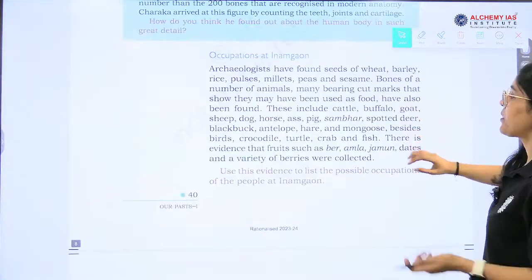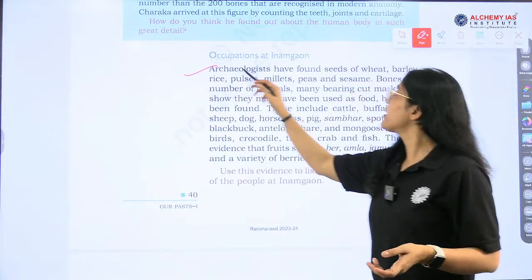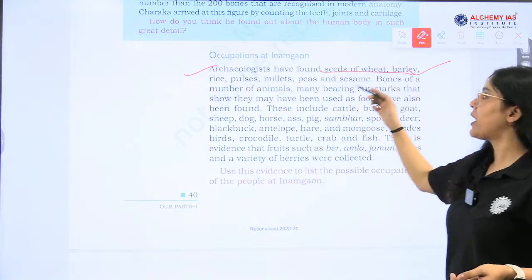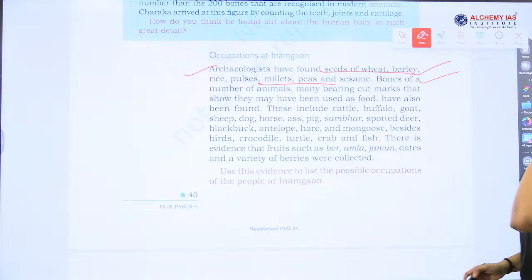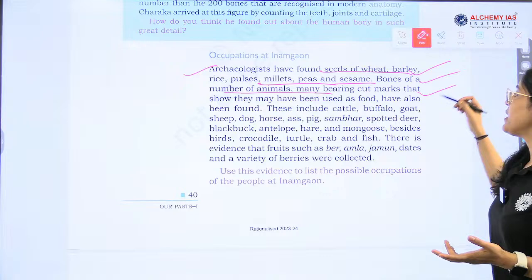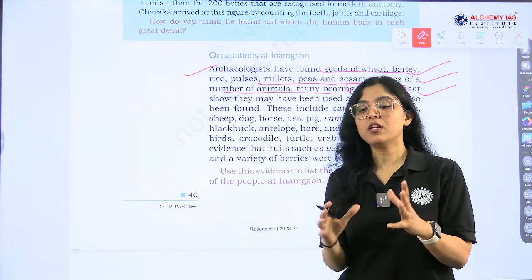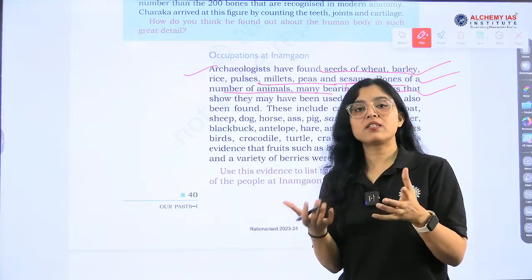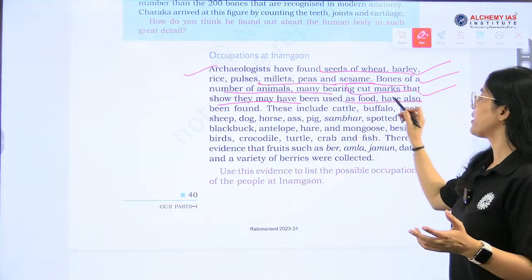Occupations at Inamgaon. What were the occupations? What were people doing? Archaeologists have found seeds of wheat, barley, rice, pulses, millet, peas and sesame. These were the seeds that were found, and also bones of a number of animals, many bearing cut marks. So what do they suggest to us? That they might have been used for eating, for food, right?